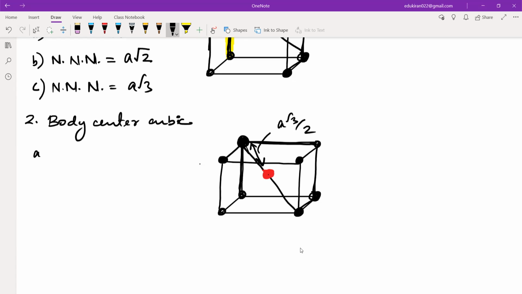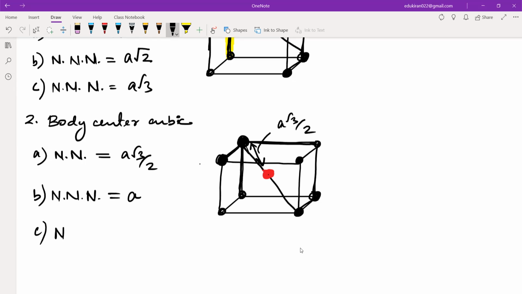So this is the, you can write, the first nearest neighbor. Okay, nearest neighbor, it is equal to how much? A root 3 by 2. Is that clear? Yes or no? Yes, sir. Right? It is clear. Now the next nearest, you can see that it is this A. Correct? Next nearest neighbor, it is equal to what? It is equal to this A, right? Yes or no? Yes. This is the next nearest neighbor.